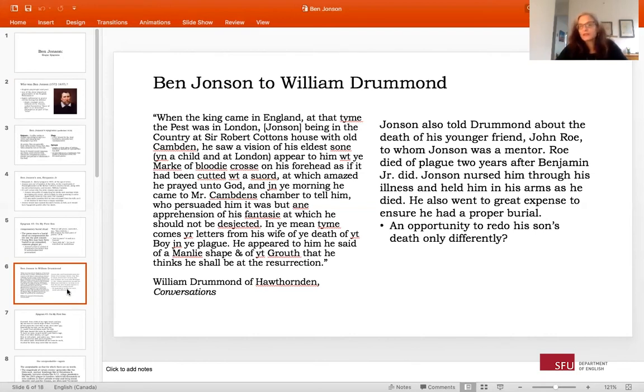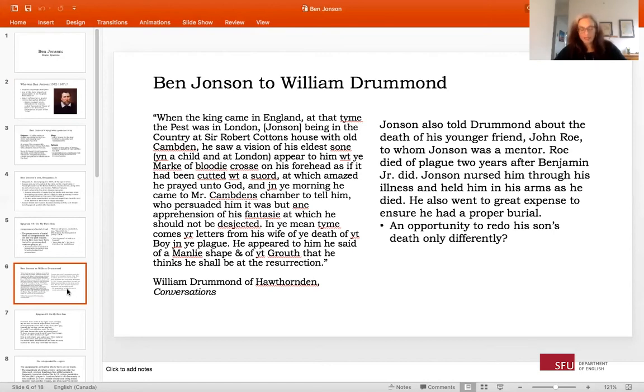So, let's think about the implications of that. On the one hand, John Rowe's death would certainly confirm to Johnson that Johnson is powerless to protect those that he loves from plague. But on the other hand, I think that Rowe's death seems to have offered Johnson an opportunity to redo his son's death, only differently. So he failed to be there for his 7-year-old son, but he didn't fail to be there for this surrogate son. And he shares the suffering of his friend.